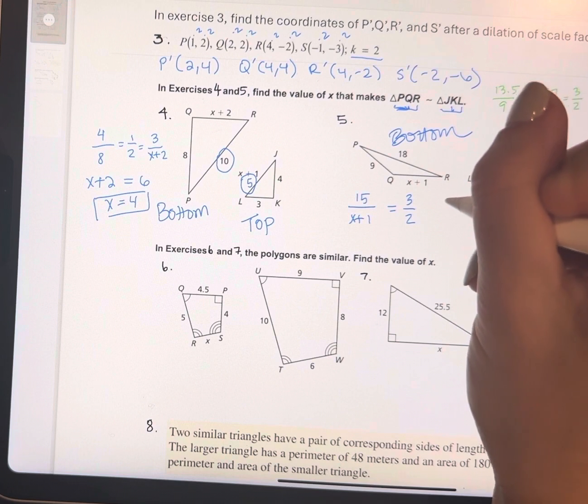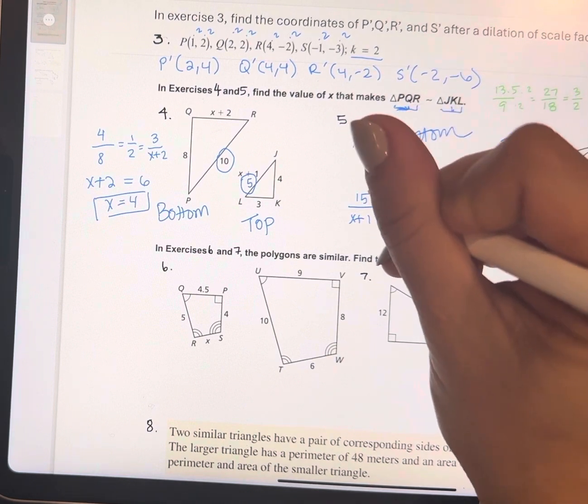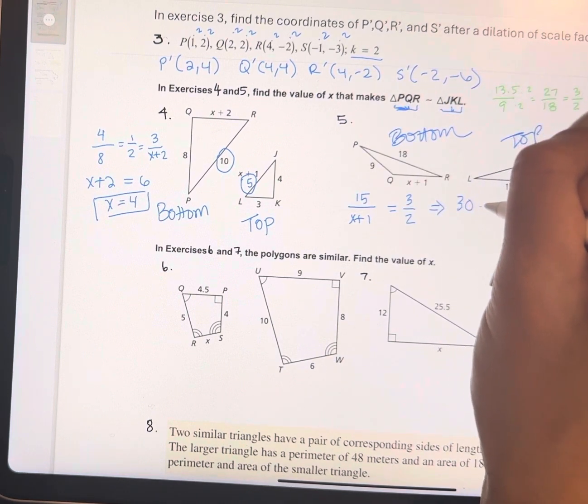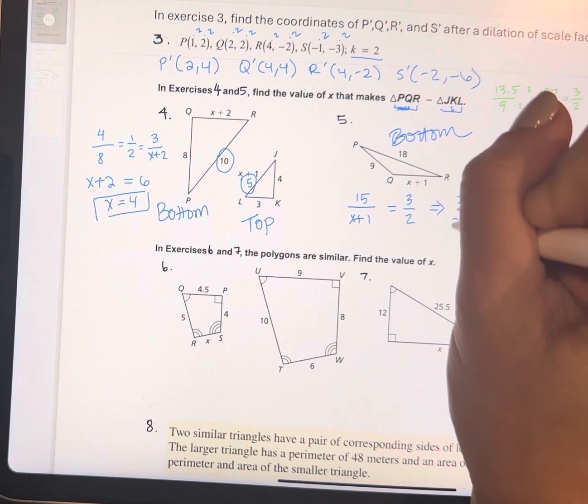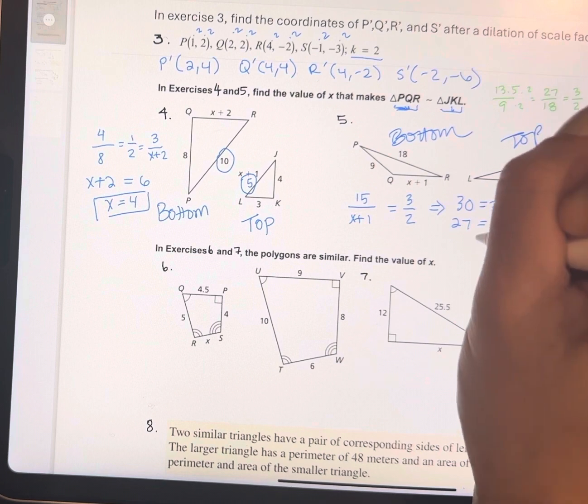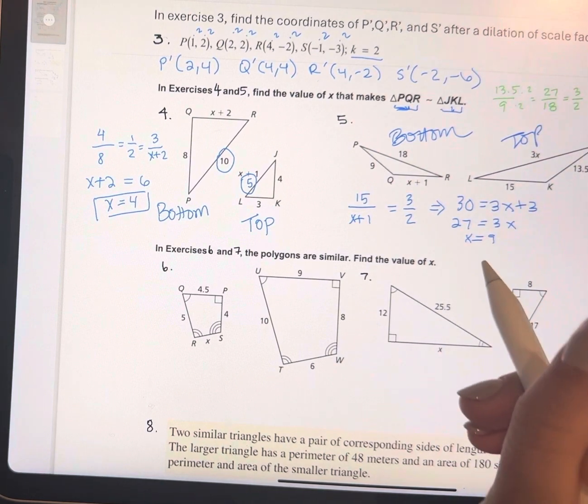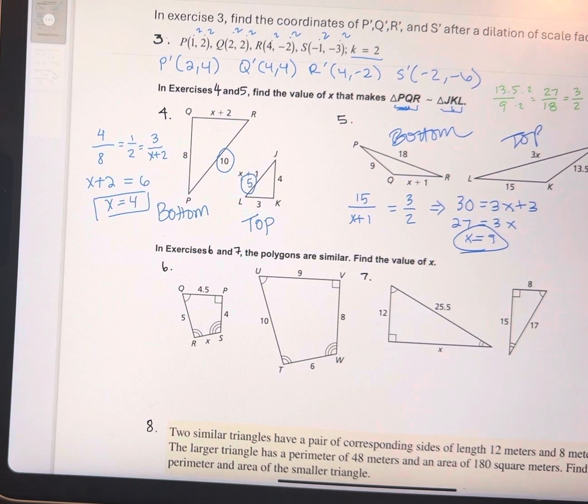And now we'll cross multiply. 2 times 15 is 30 equals 3x plus 3. Subtract the 3, 27 equals 3x. Divide by 3, x equals 9. Okay. Good stuff. Again, if you wanted to verify, you could. You plug the 9 in here, you would get 27. And then the ratio would be 27 over 18, which we know is correct. Okay.